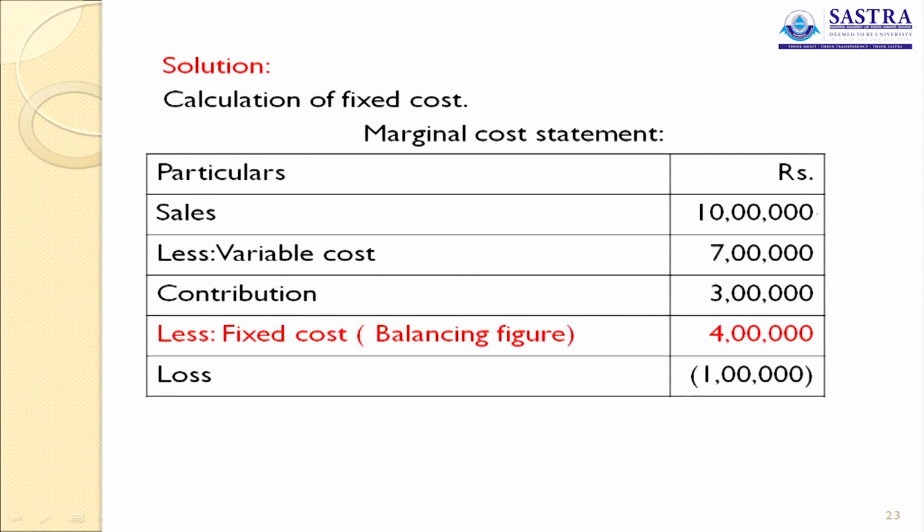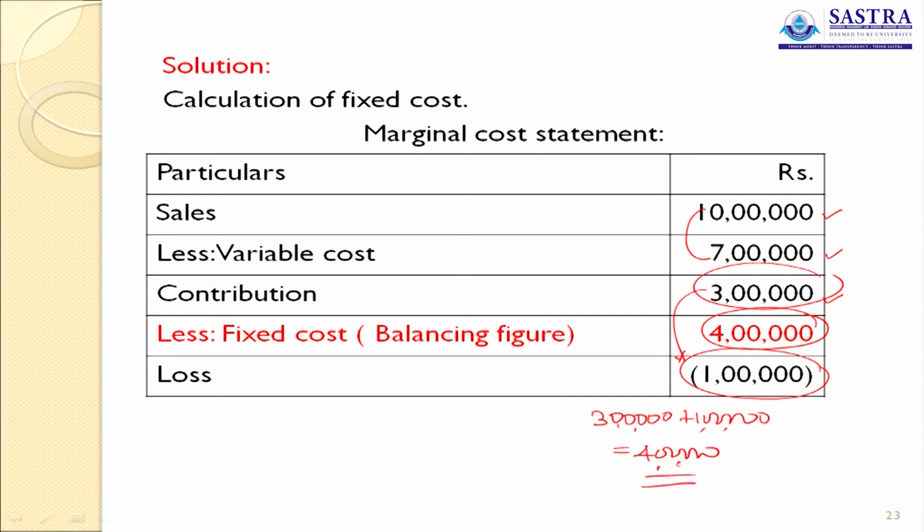Here sales is 10 lakhs, variable cost 7 lakh, contribution 3 lakh, and a loss of 1 lakh is given. It is also the difference between these two. So, the answer is 4 lakh. Simply you have to add 3 lakh plus 1 lakh. This is 4 lakh. This is a way of calculating the answer.